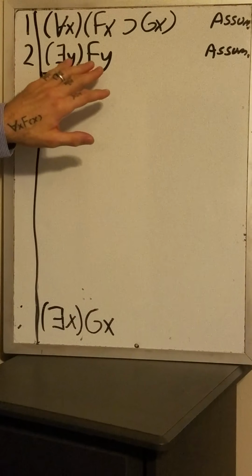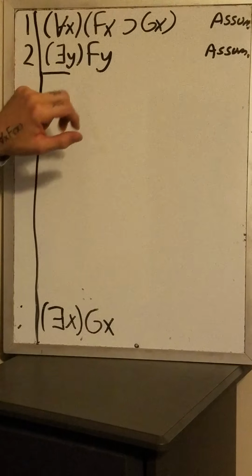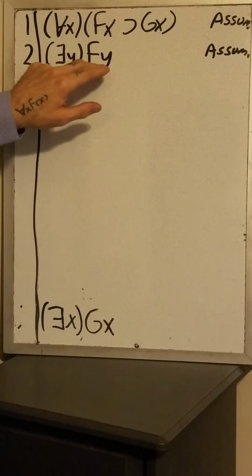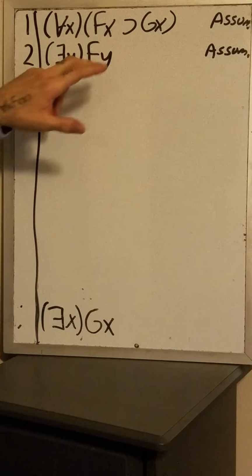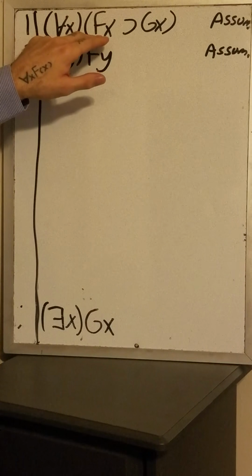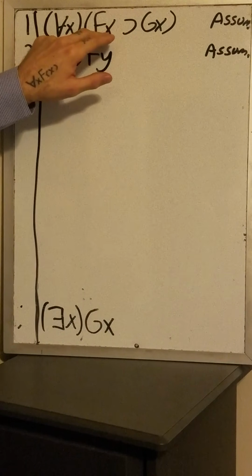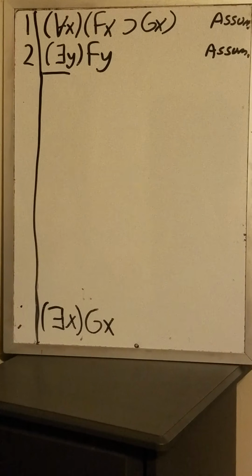Now, there doesn't seem to be any direct way to get from here to here, but maybe think about what this says. It says if something is F, let's call it A. If A is F, well, for everything, if it's F, then it's G. So in particular, if A is F, then A is G. Therefore, something is G. So how can we formalize that kind of reasoning? Well, we can use the rule of existential elimination.